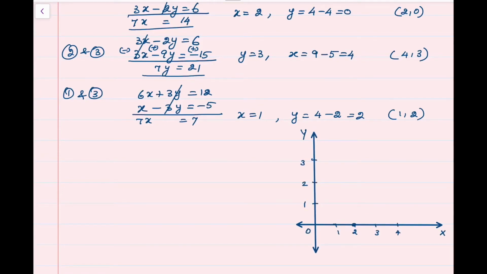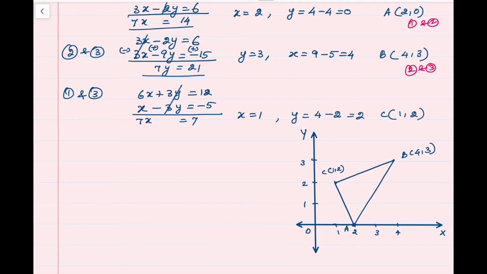We will name these points as A, B, C. So, the vertex A is (2, 0), vertex B is (4, 3) and C is (1, 2). We got this by solving first and second. This is second and third. This is first and third.